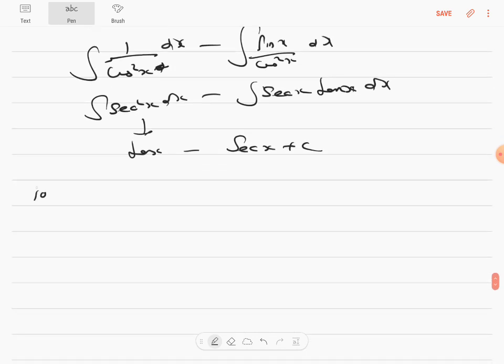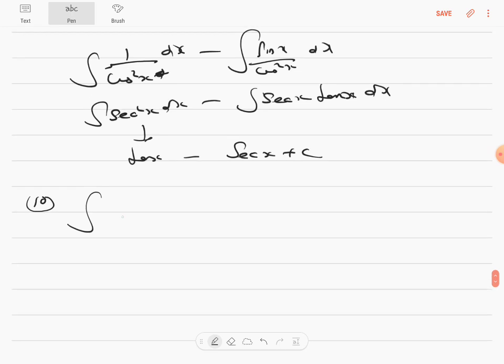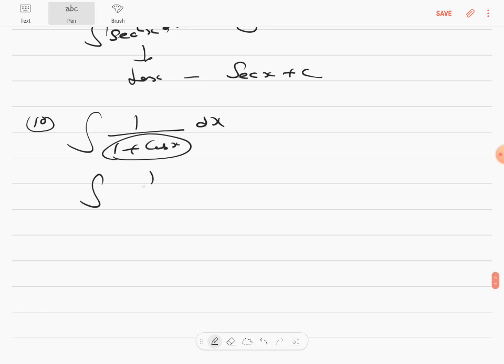So this is 1 by 1 plus sin x. Let's go to 10th sum. What happens? 1 by 1 minus sin x, also similar, rationalizing. Okay. So 1 by 1 plus cos x dx. Being my student, you will not rationalize this. Of course you can, but you will do it as 2 cos square x by 2.